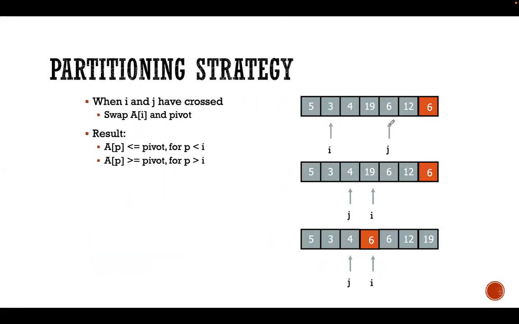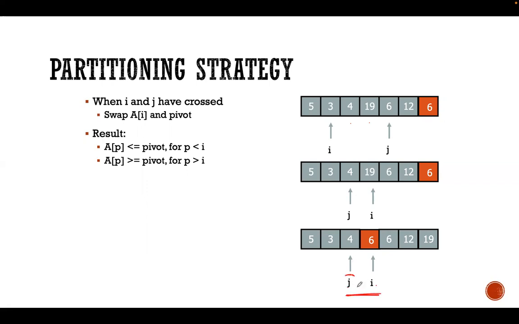So now i is here, j is here. You can see that they are at the correct place, so we're not going to do anything. We're going to just move both i and j. So i will be here, j will be here. Again, they are in the correct place, so don't do anything. We keep moving i and j. At some point, j will be here, i will be here.